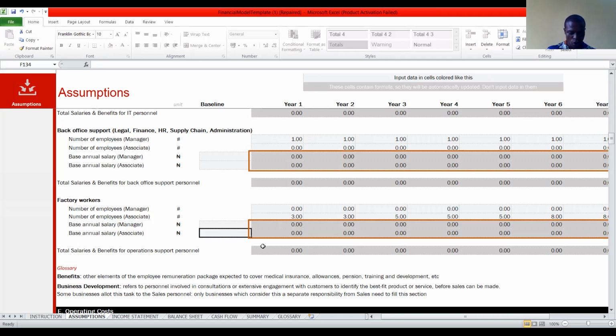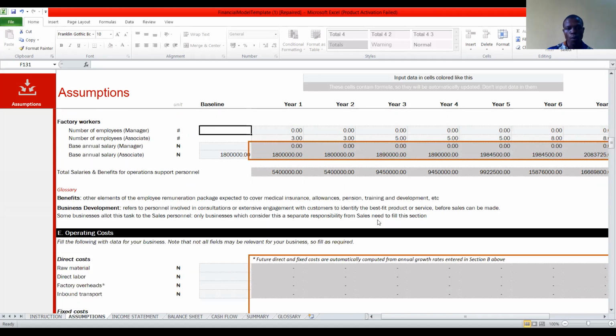Then times 12, because we are to present annual salary for all the staff. That's 150,000 naira times 12. That's going to give us 1.8 million. So put 1,800. So you can see that I said it earlier: don't tamper with the shaded portion. It will auto generate itself. Okay, so we proceed.